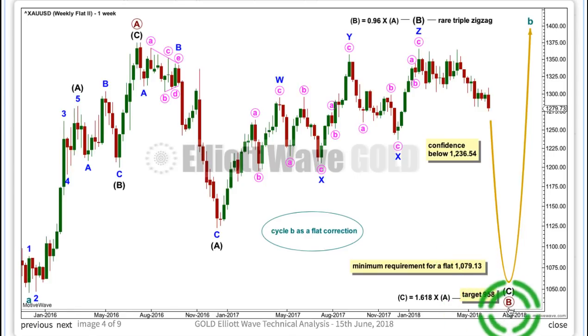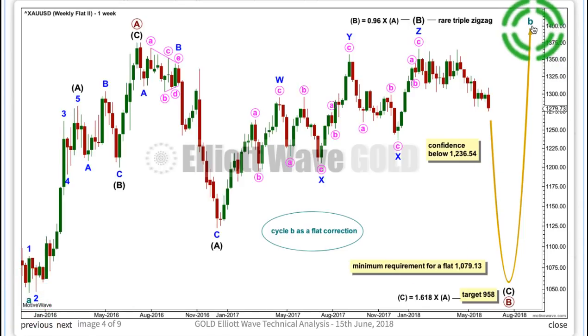And so now looking at the structure of primary B, it itself may be a regular flat correction, subdividing 3, 3, 5. Intermediate wave C has to reach down to this point or below. A target for it is to reach 1.618, the length of intermediate A at 958. This wave count does still require a new low below 1236.54. If we see that, then we may have reasonable confidence in this wave count. We may have confidence that we have a downward trend in place, and it's going to probably make new lows below this start down here.